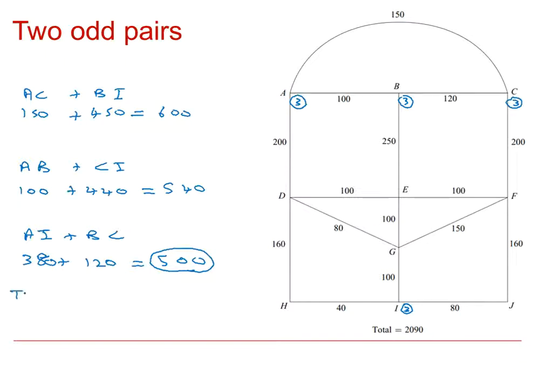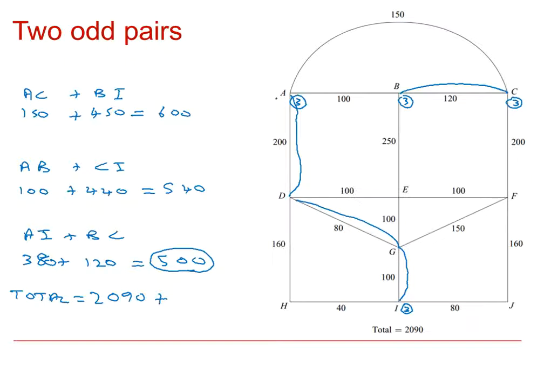So our total weighting now is the weighting of the original network, which is given as 2090. Then we need to connect in A to I. So to connect A to I, I'm going to repeat AD, I'm going to repeat DG, and I'm going to repeat GI. Now, and I'm going to connect B to C directly.